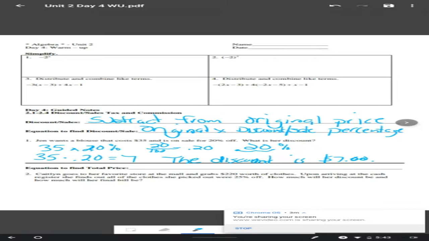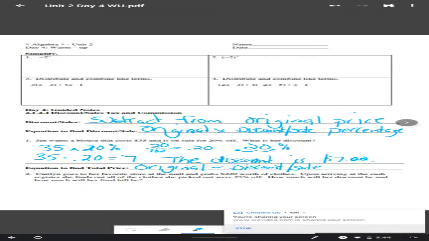And then to find the total price now, this is when we're going to actually subtract. So we take my original and we subtract what I found would be my discount or my sale. So I believe this next one we find the total price. So there we just found the discount, and now we're going to subtract to find my total.